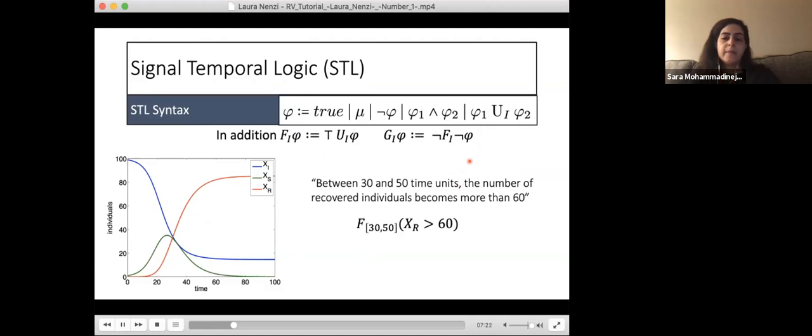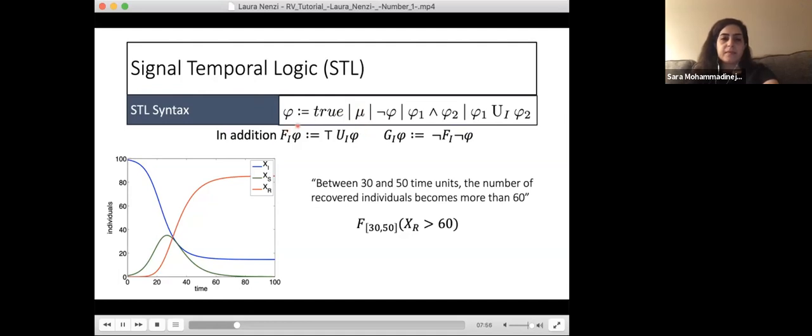A logic that is very suitable to specify and check properties over simulations of a system is the signal temporal logic. Signal temporal logic, probably most of you will know, is a linear time temporal logic that extends the dense time semantics of the metric interval temporal logic with a set of atomic propositions. And these atomic propositions are inequalities on the variables of the system.